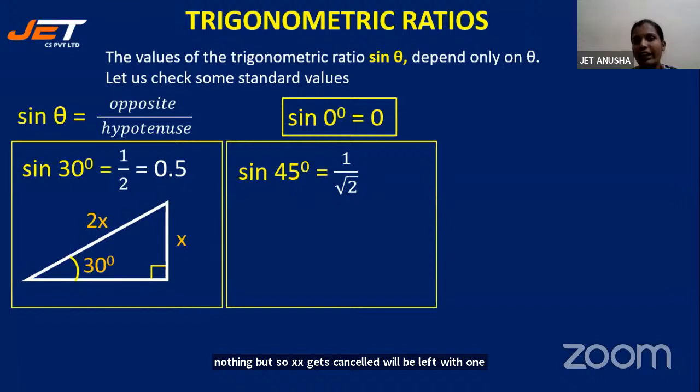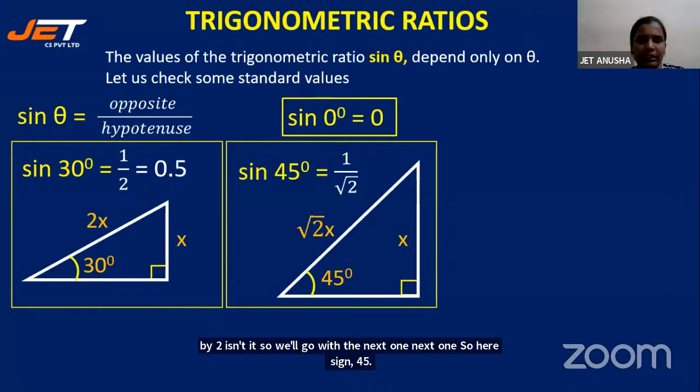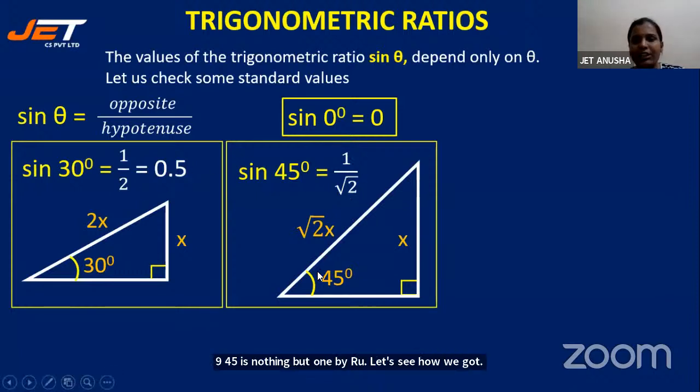So here sine 45, right? Sine 45 is nothing but 1 by root 2. Let's see how we got it. So here I'm taking a right angled triangle again. Here we need to check for 45 degrees.